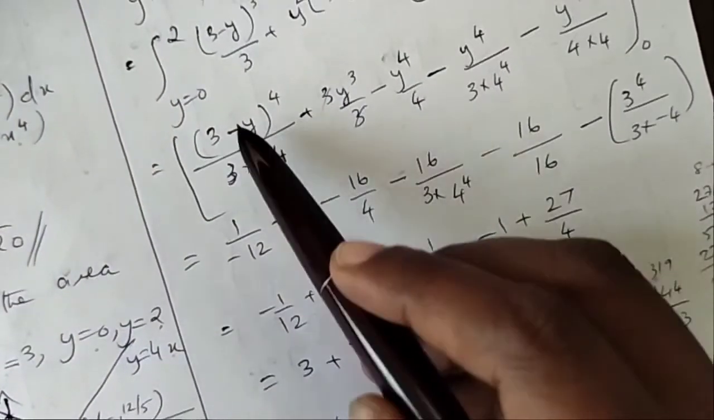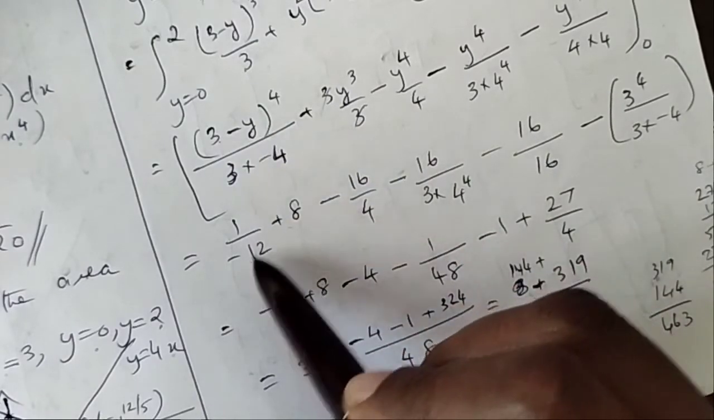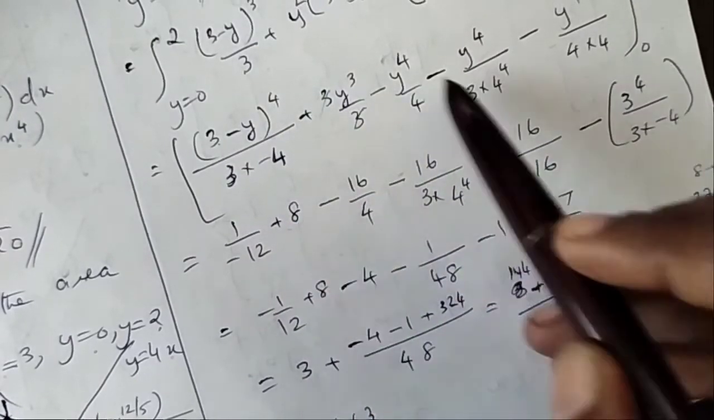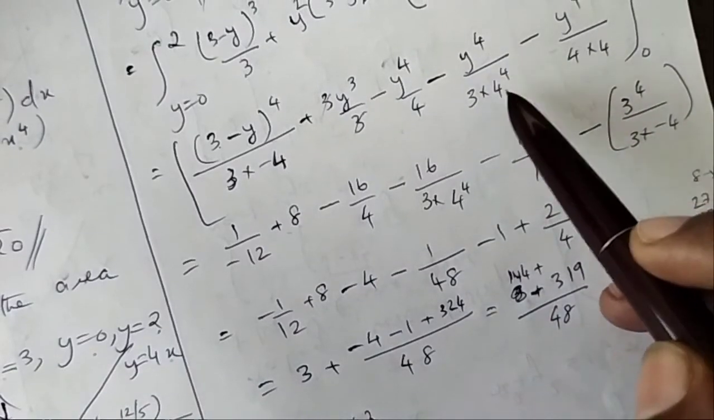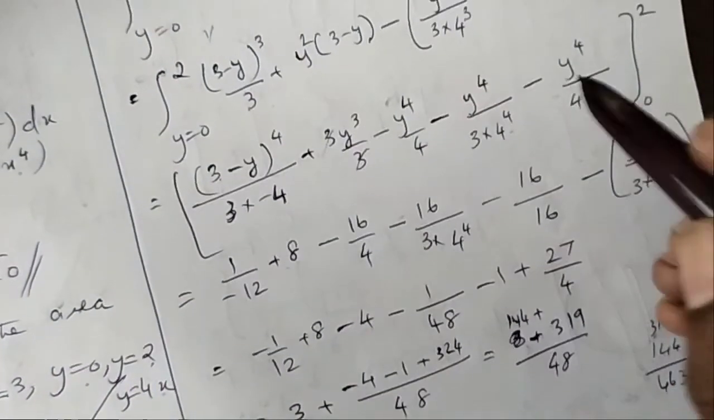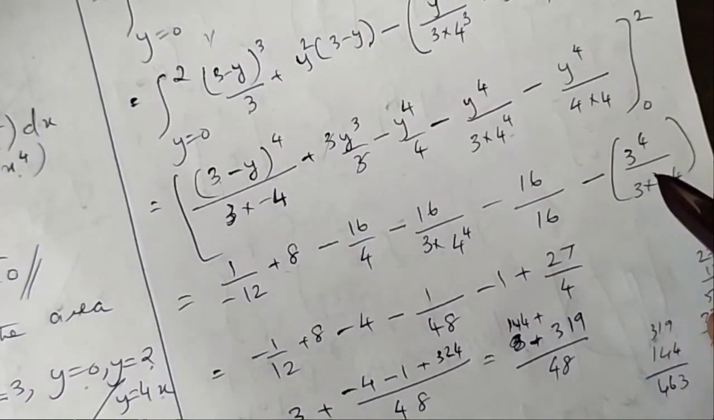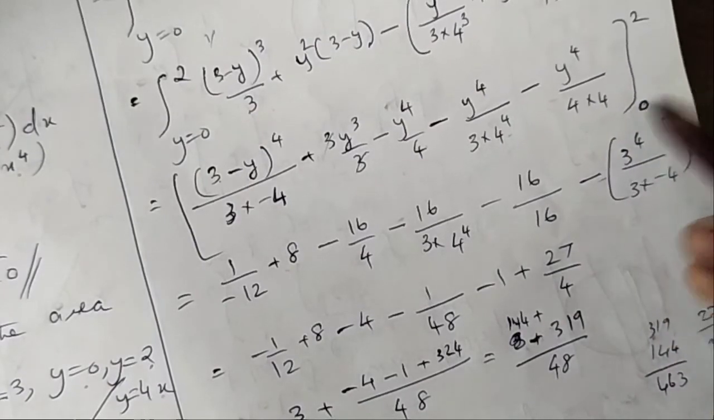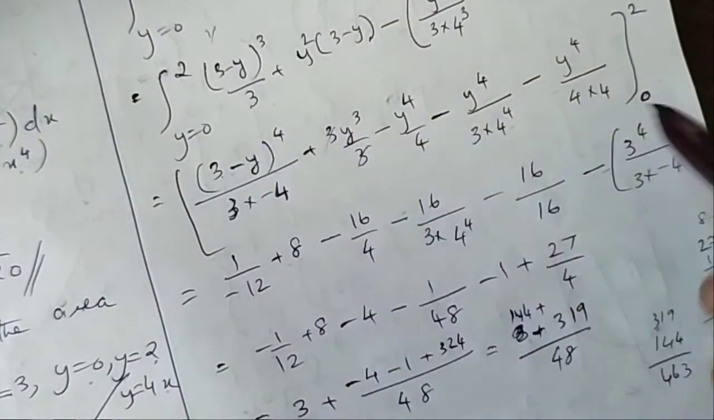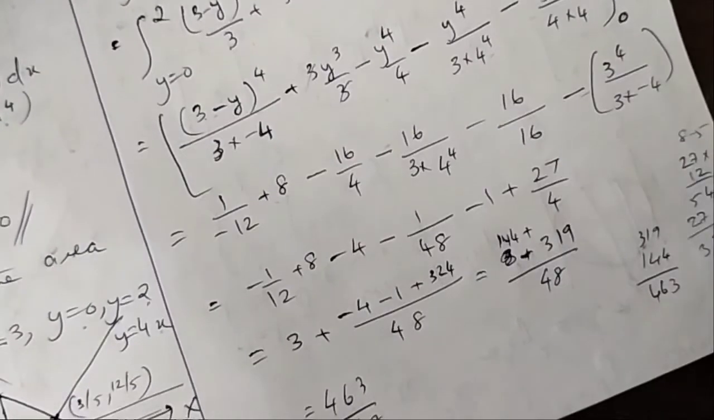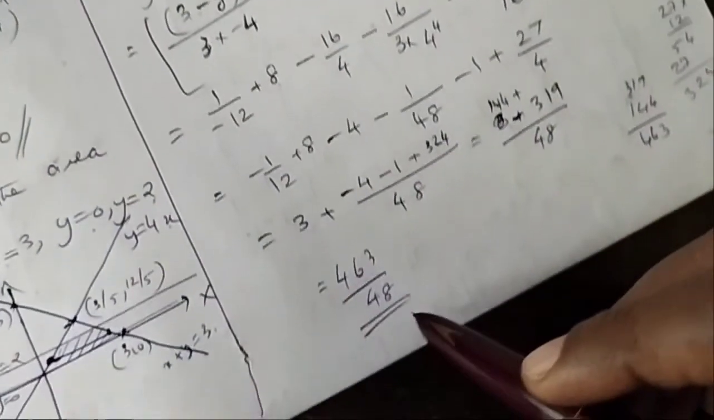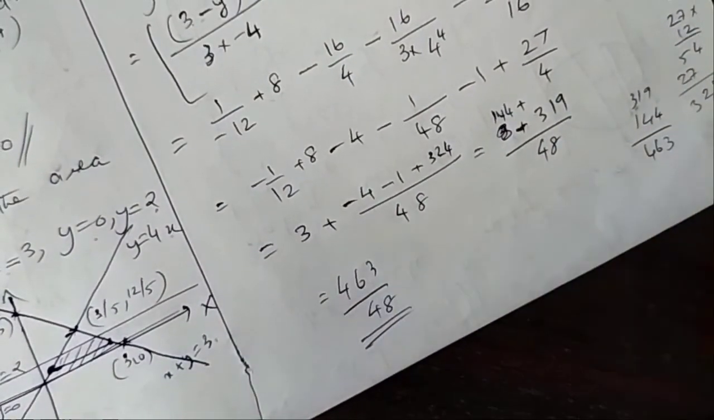If you are substituting 2, 3 minus 2 is 1, by minus 12. It is 8, it is 16 by 4, it is 16 by 3 into 4 raised to 4, minus 16 by 4 into 4. Then minus the lower limit, when y is 0, 3 raised to 4 by minus 12 is there. So simplifying, we get the answer as 463 by 48.